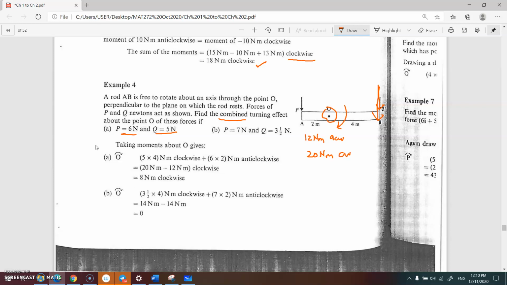Now if you want to add this together, you need to make the direction the same. If we use clockwise, then this one would be negative 12 and this one would be 20. So 20 minus 12, you get 8 Newton meter, and the direction would be clockwise. And the same solution for B.